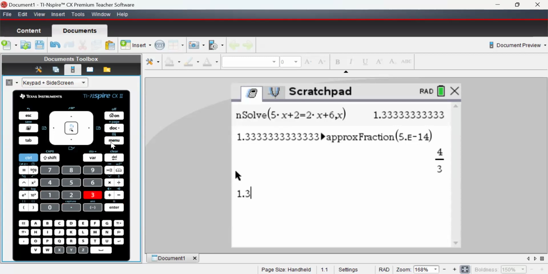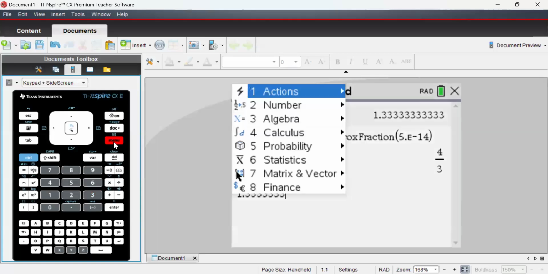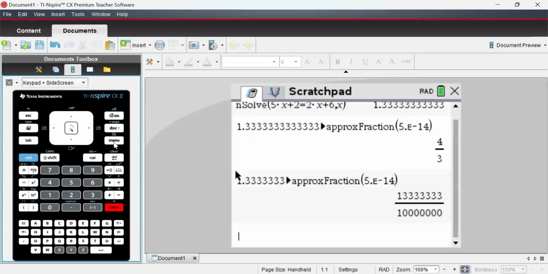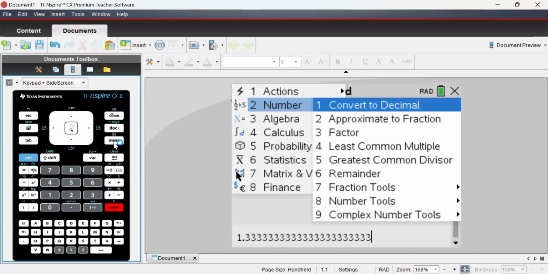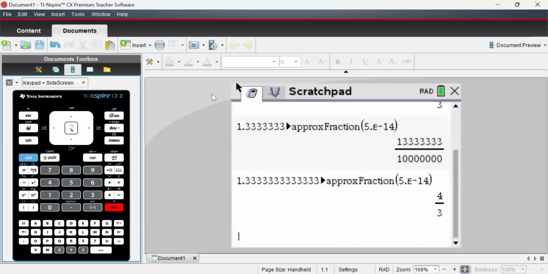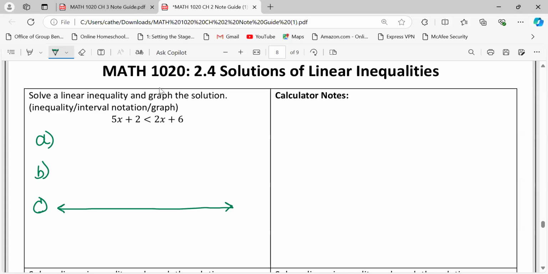Now, let me show you what happens if you don't do that. I didn't put enough 3s, and you get a huge fraction. If you're getting huge fractions, that just means you need to take the 3 a little bit further across the screen. So we got 1.3. I'm just going to put this decimal up here for reference.